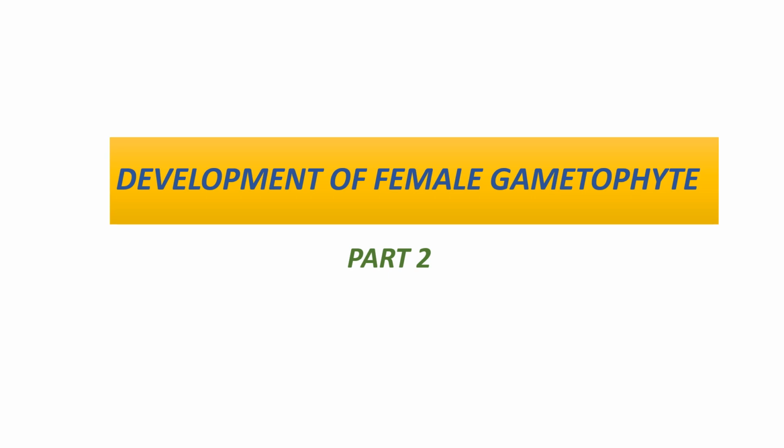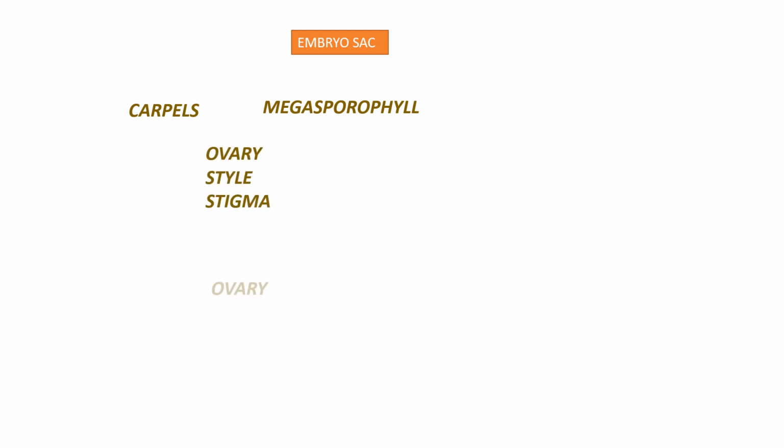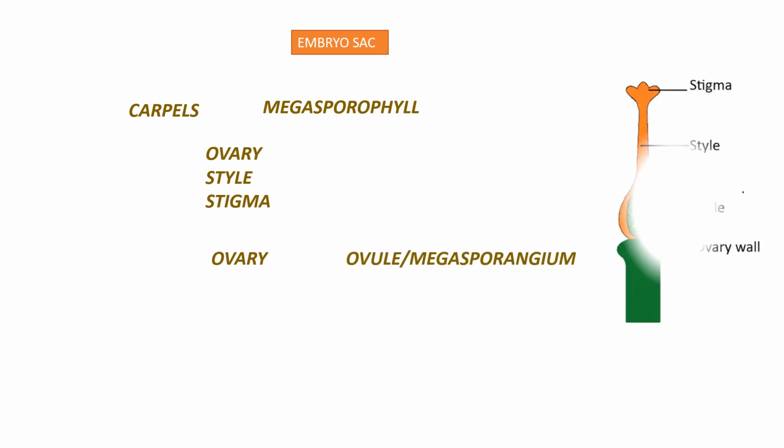Coming to part 2, what is the female gametophyte? The embryo sac is usually called the female gametophyte. Let us see some parts belonging to gynoecium. The carpels make gynoecium. These carpels are also called megasporophylls. Each carpel consists of three parts: ovary, style, and stigma. In this, the ovary has ovule, which is also called megasporangium.